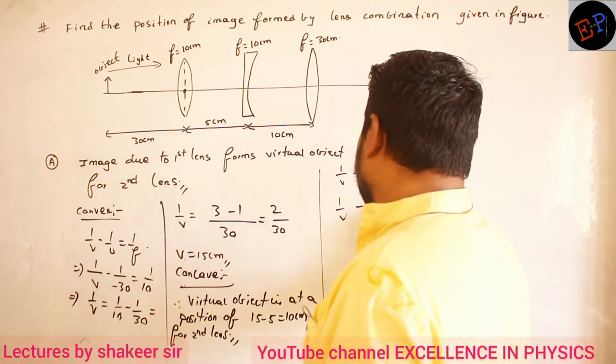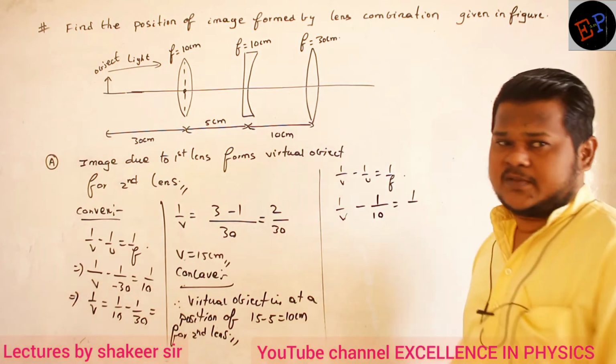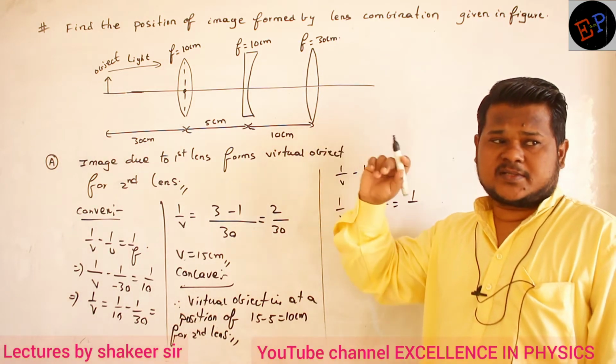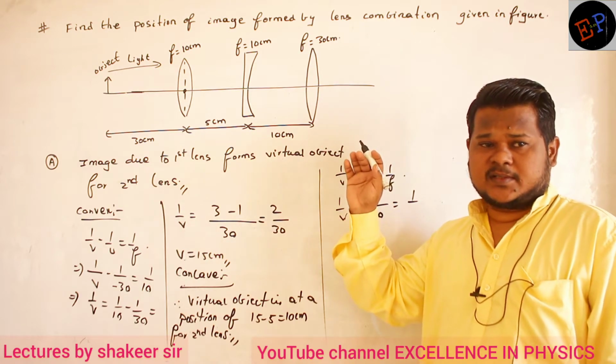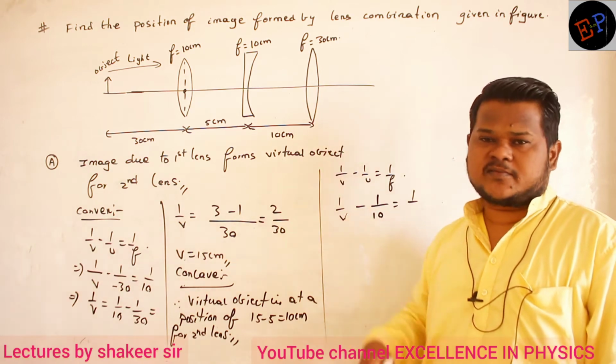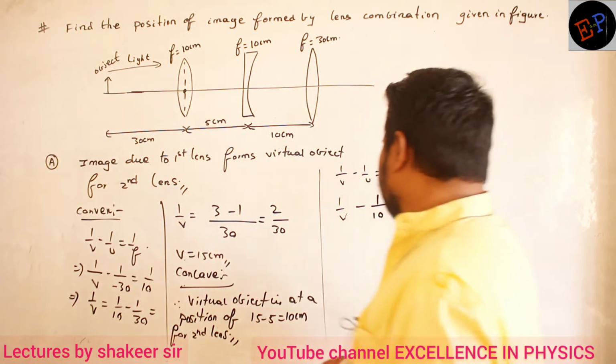So 1 by u value, 10, is equal to 1 by f. Focal length of the second lens? Plus 10 or minus 10? Minus 10. Why minus 10? It is a concave lens. For a concave lens, the focal length will be on the same side as that of the object. Clear? So therefore, minus 10. Clear? Now do this calculation.